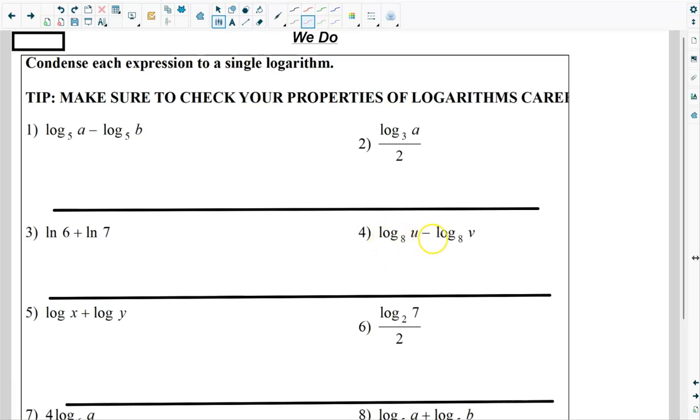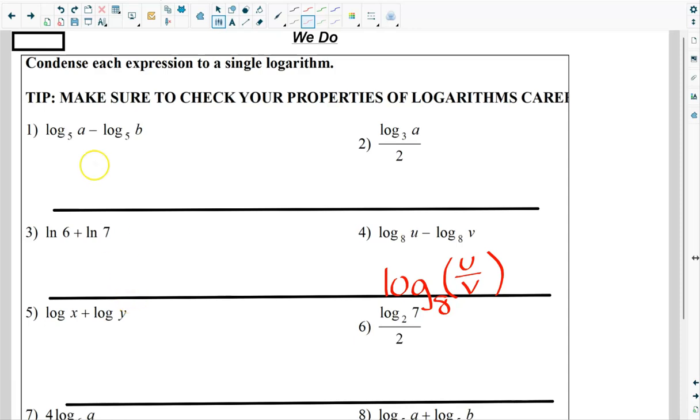All right, let's jump to this one here. I have log base 8 and a log base 8. That's important. They have to match. They're not going to trick you and give you different bases for the same problem, so don't worry, but you need to know that. So I have log base 8 of u divided by v using the quotient property.